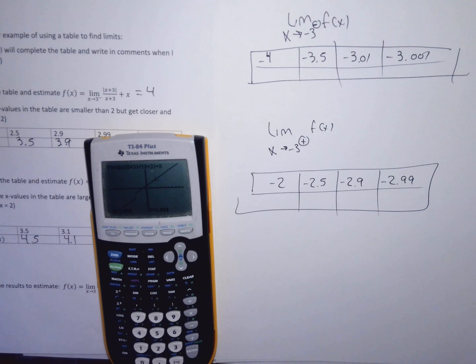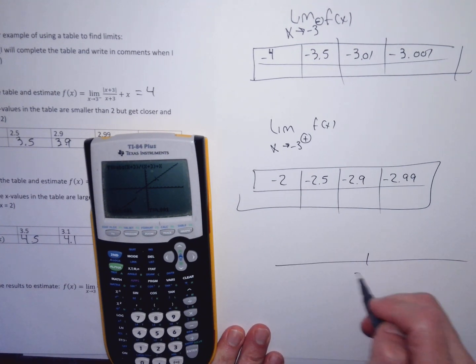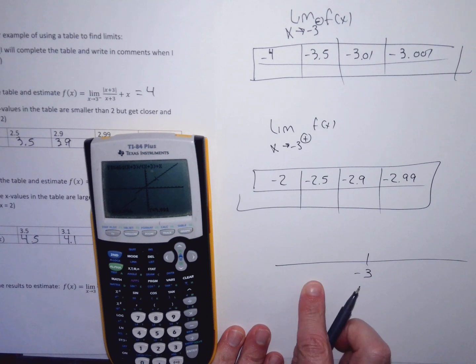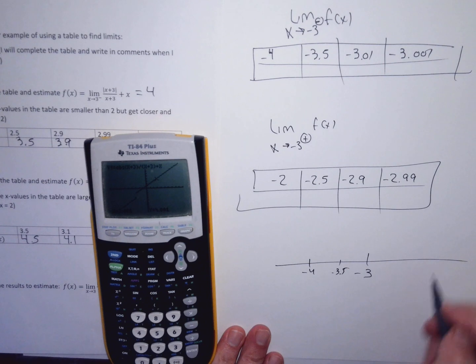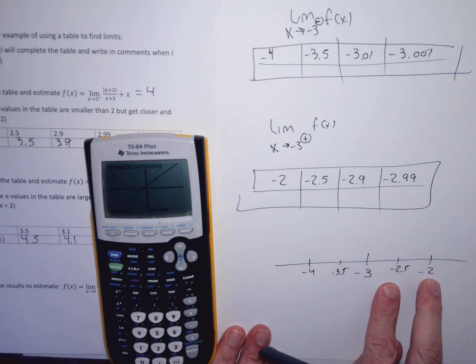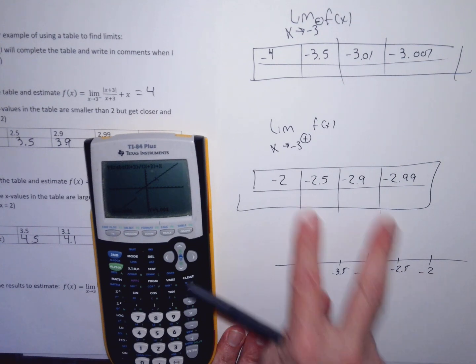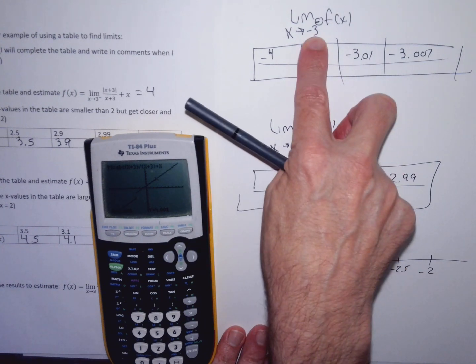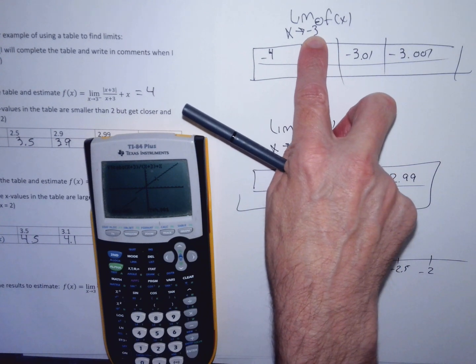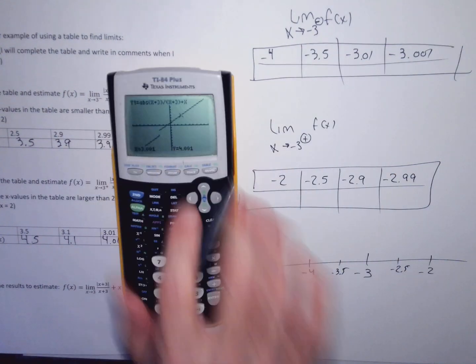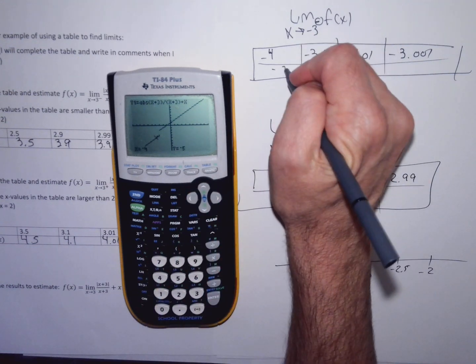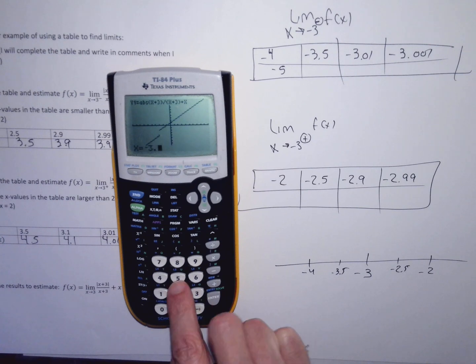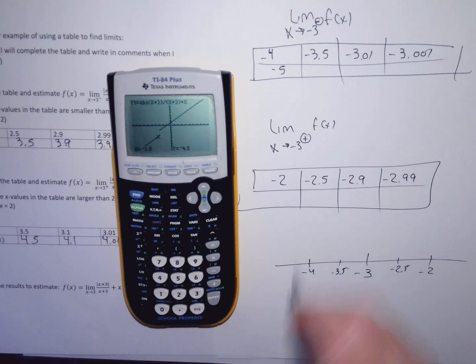Because on my number line, to the left of negative 3 is less than negative 3, but that's like negative 4, negative 3.5, and so forth. To the right of negative 3, like negative 2, negative 2.5, those are numbers that are bigger. So these numbers to the right of negative 3 are good for the right-hand limit, and then to the left is good for the left-hand limit. So let's plug these in real quickly just to make this more interesting. So let me plug in negative 4, and I get negative 5. Negative 3.5, and I get negative 4.5.